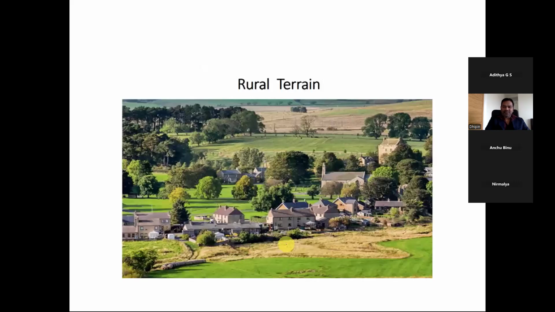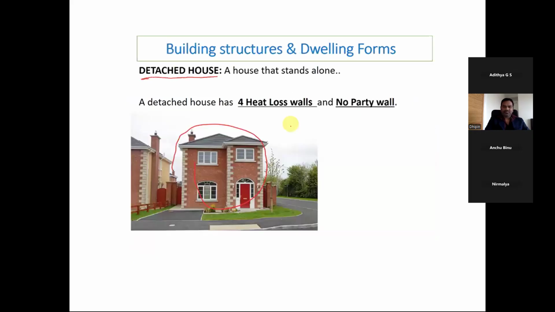Yeah, this is something rural terrain. You would see the difference between urban terrain and rural terrain, and this is how it looks in a part of the UK. Generally we are going to discuss how the building structures and dwelling forms are here.